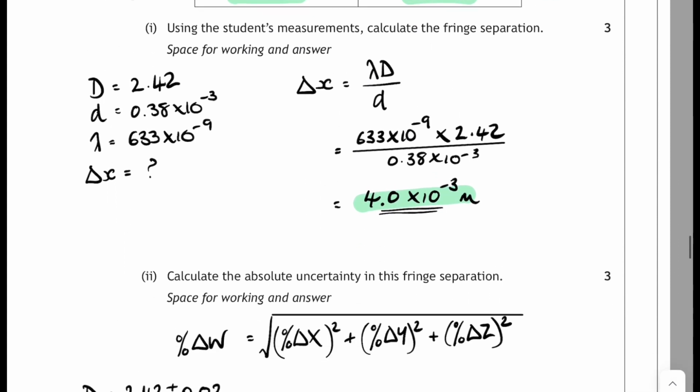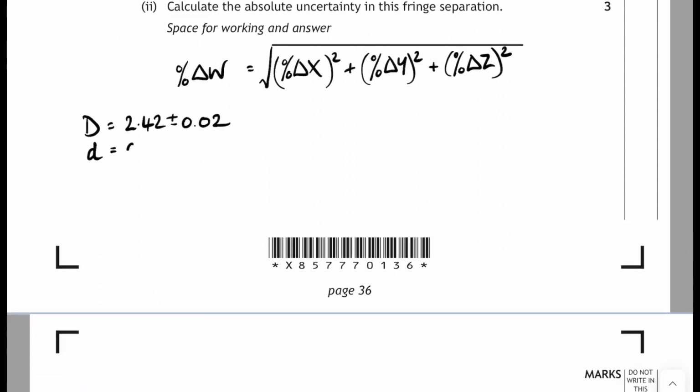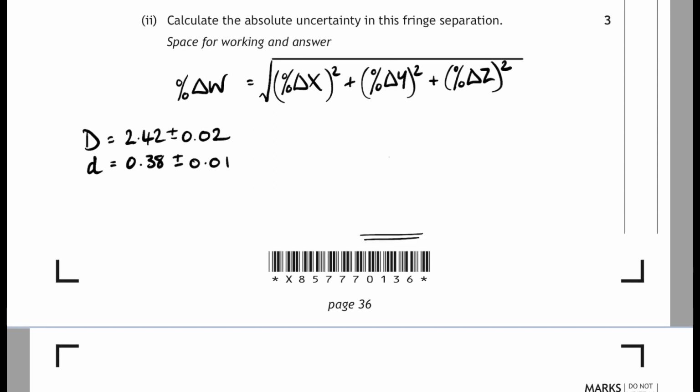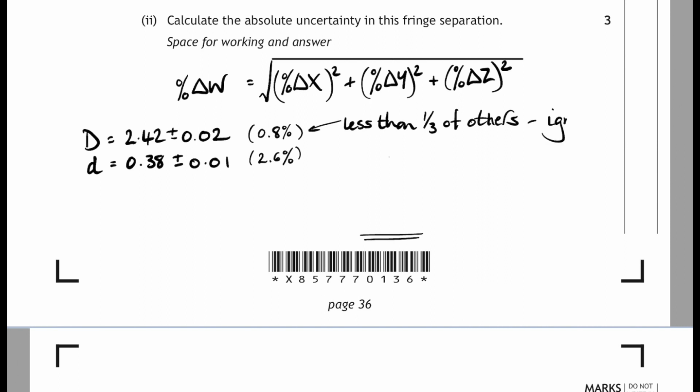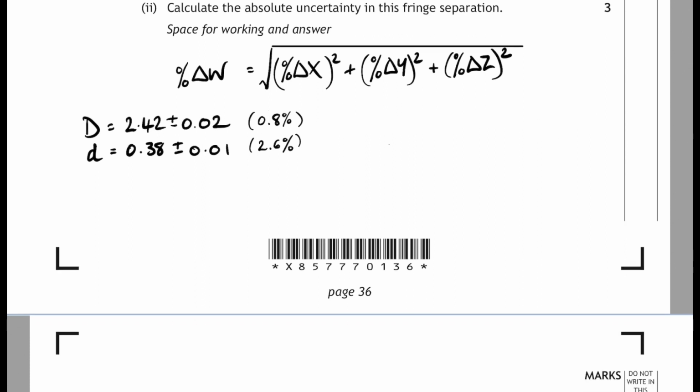Distance to the screen, 2.42 plus or minus 0.02. Slit separation, 0.38 plus or minus 0.01. Now, I always work them out as percentages. Much easier to compare them that way. And we've got 0.8% and 2.6%. Now you can be sneaky here, because 0.8% is less than a third of 2.6%, so you could ignore it. And that means that your uncertainty in the fringe separation will just be 2.6%.